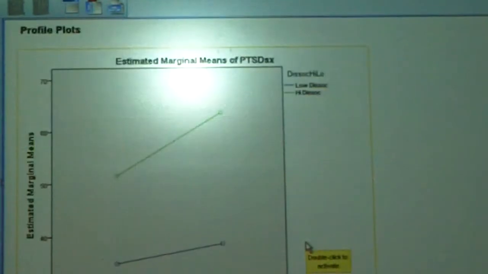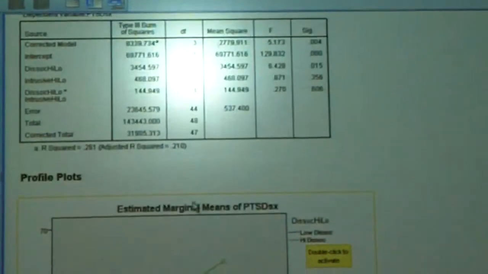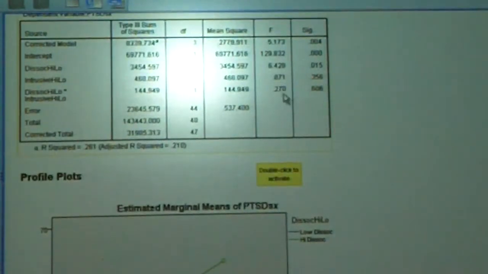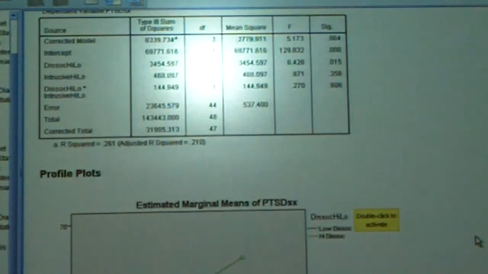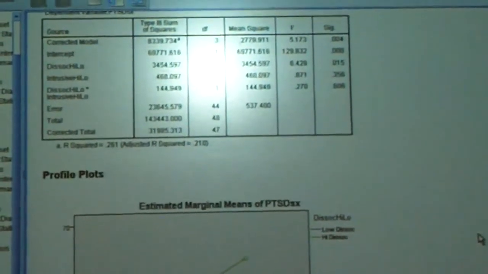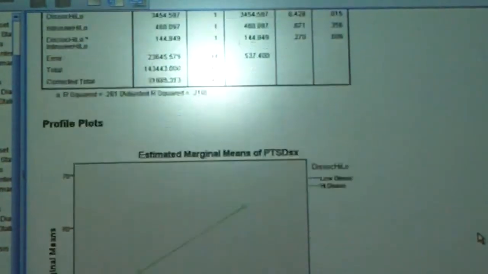Notice we lose a lot of power when we put people into high-low instead of having continuous measures, so the interaction is actually not significant in ANOVA. So it's a good lesson: don't dichotomize variables. If you've got continuous measures, use them as continuous. There's a lot more data there than you're going to get.